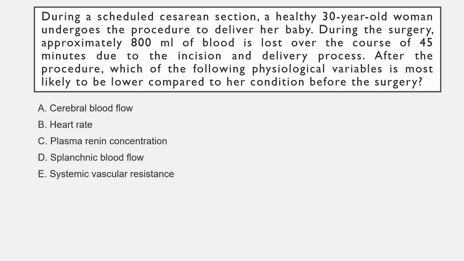A. Cerebral blood flow. B. Heart rate. C. Plasma renin concentration. D. Splanchnic blood flow. E. Systemic vascular resistance.